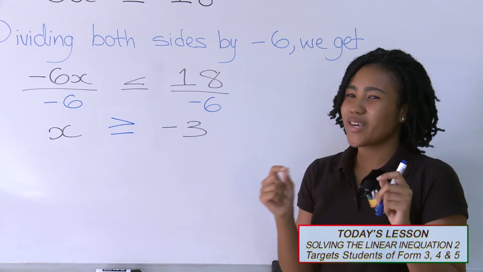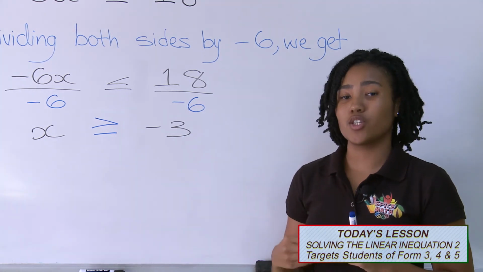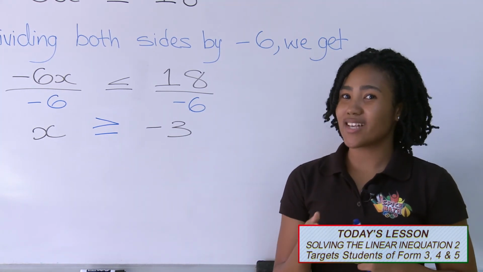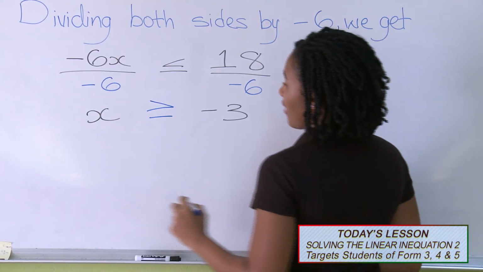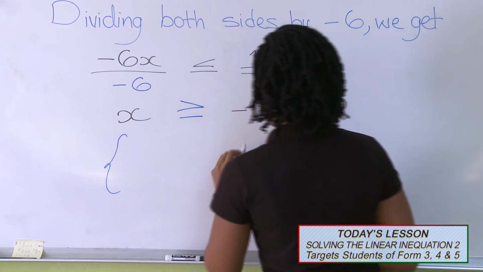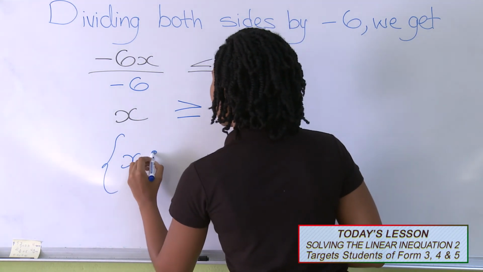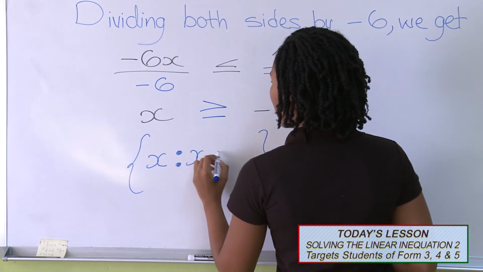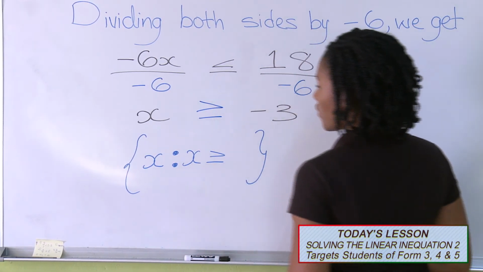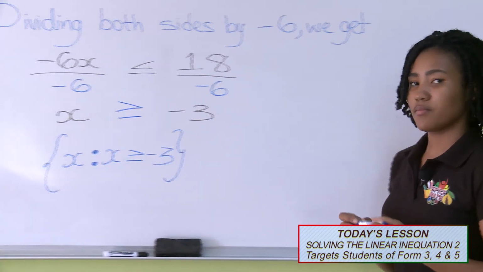Now remember, we can't leave our answer like this. We must represent it as a solution set. And you guys definitely know how to do that by now. So we have the set x is such that x is greater than or equal to negative 3.